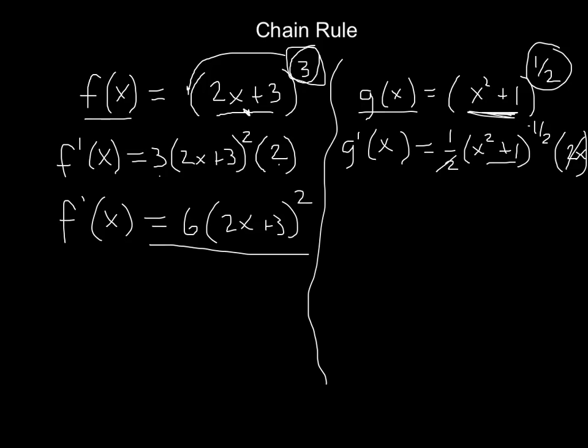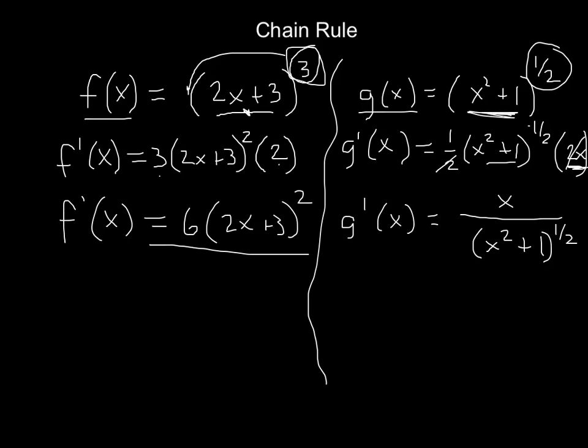Now we need to simplify. This 2 cancels with this 2. We have a negative exponent, so we need to write it in a simpler form, which is you have this x here, which stays on top, and then we have to drop the quantity down to the denominator. And that is the derivative, g prime of x.